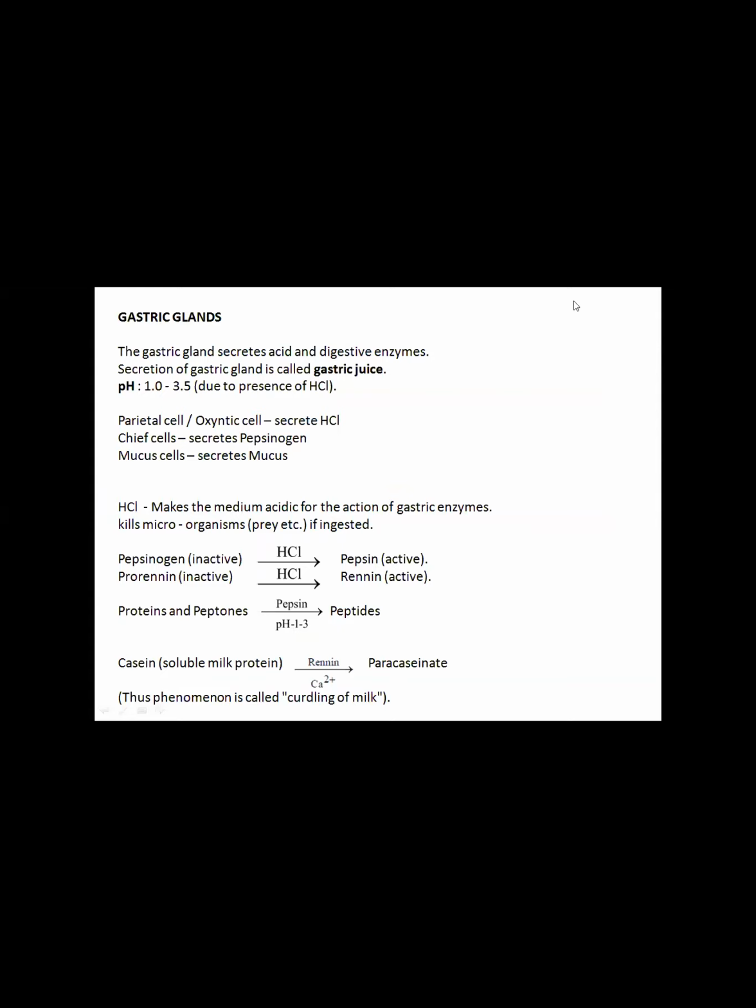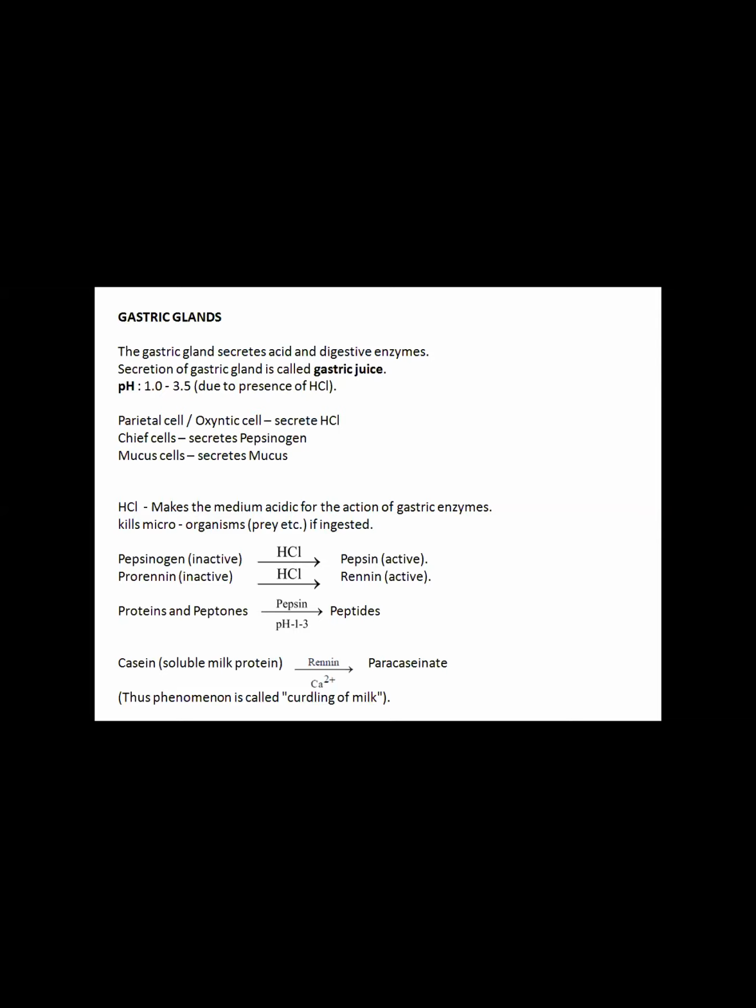Okay. So, just try to understand. I'm going to repeat everything. It is going to secrete an acid known as HCl, hydrochloric acid, and the other thing that it is going to secrete is digestive juice, or you can say gastric juice, which contains digestive enzymes. Now, the pH of the stomach region will be very low, ranging between 1 to 3.5 because of the presence of this acid, that is hydrochloric acid.